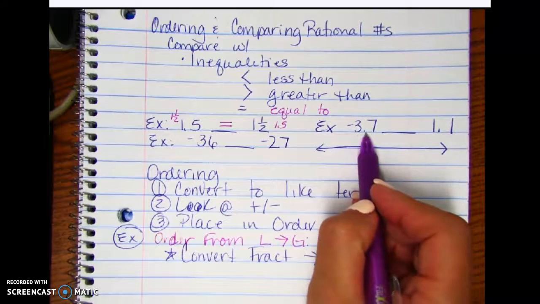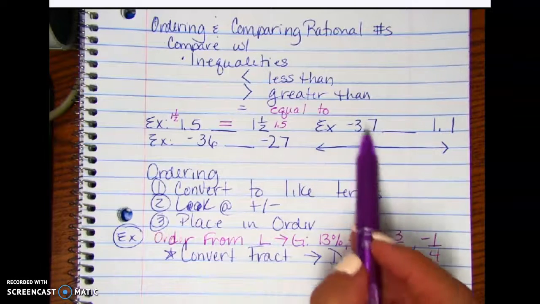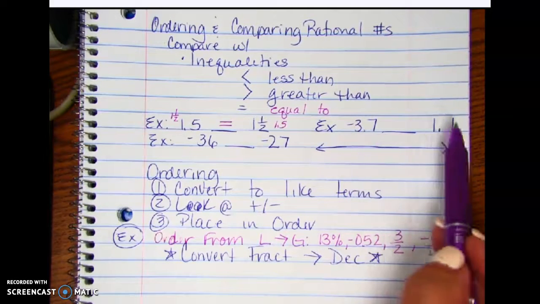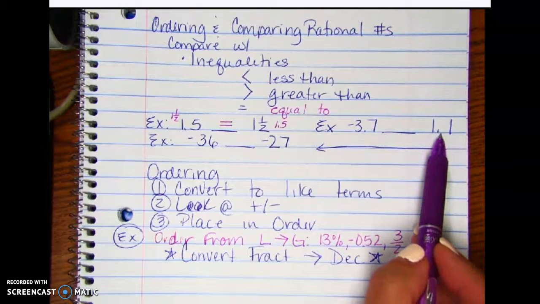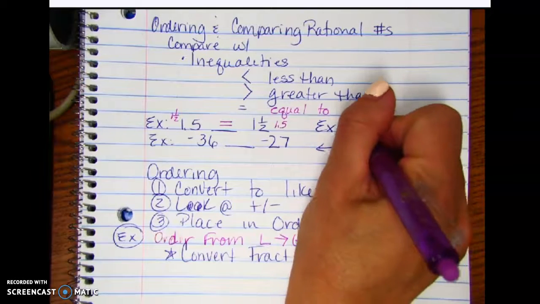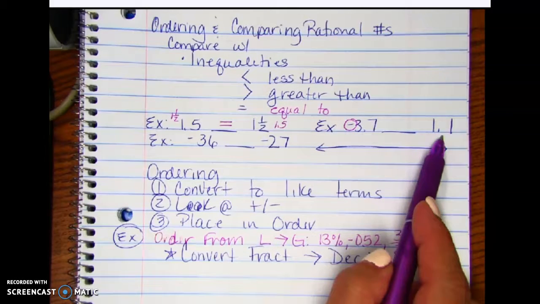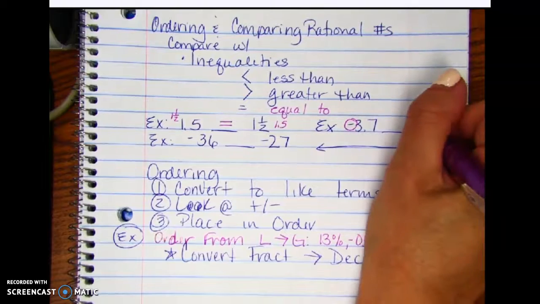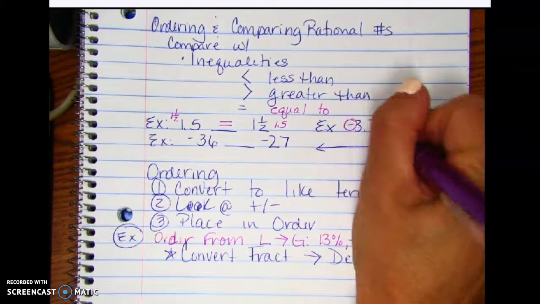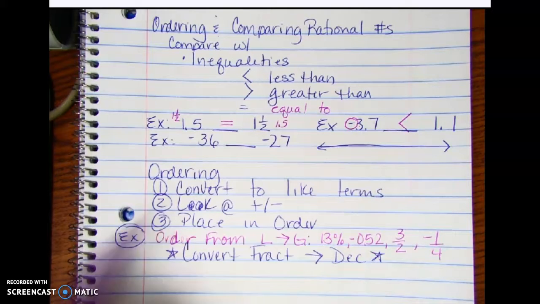-3 7/10 and 1 1/10. So our digits seem larger here with -3 7/10 compared to the 1 1/10. But here, this negative sign tells me this is less than 1 1/10 because it is to the left of 0. So -3 7/10 is less than 1 1/10, all based on that little negative sign.